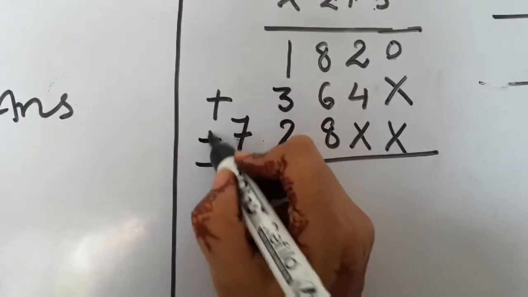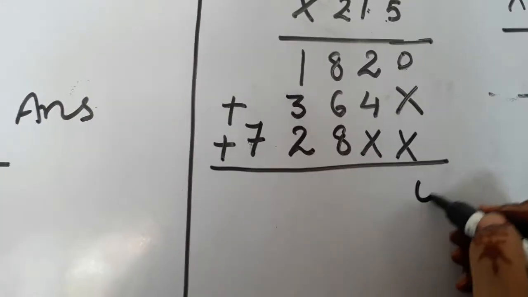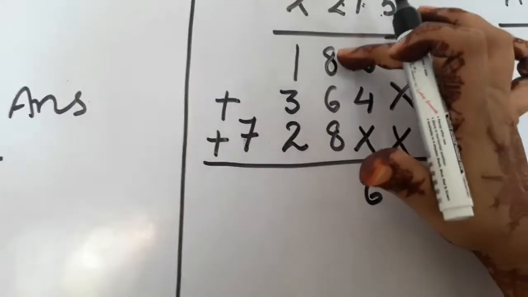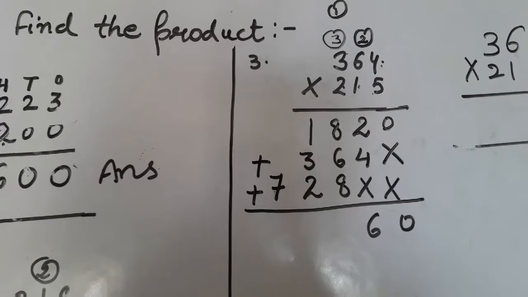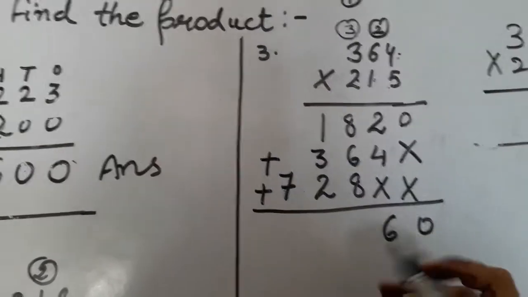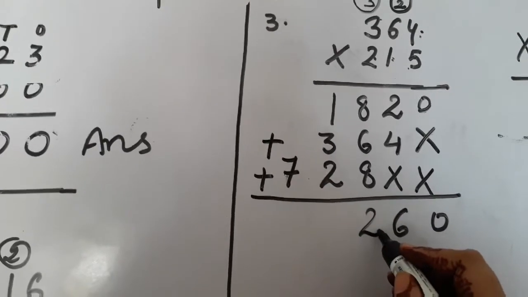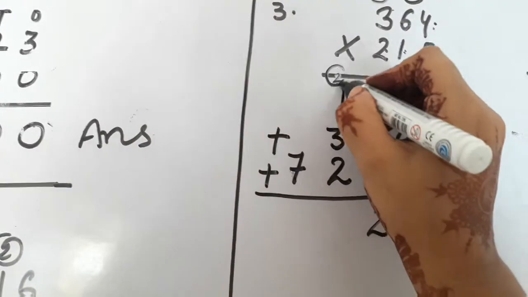Now add them. 0. 2 plus 4, 6. 8 plus 6, it becomes 14. 14 plus 8, it becomes 22. So 2 here and 2 carries.